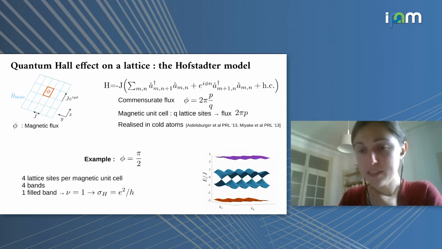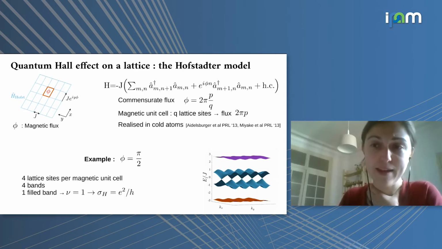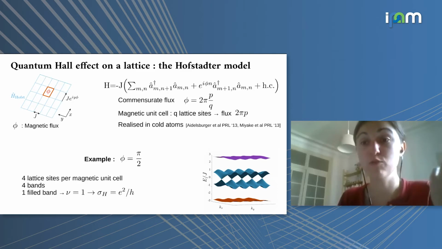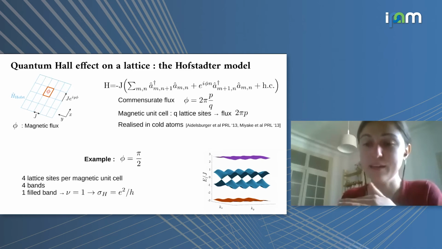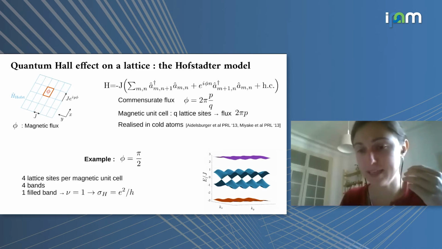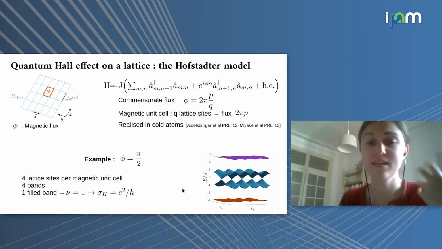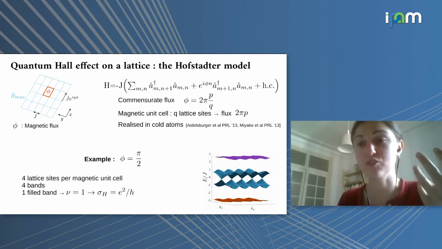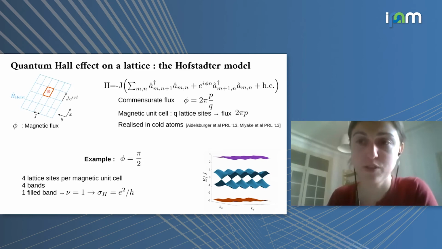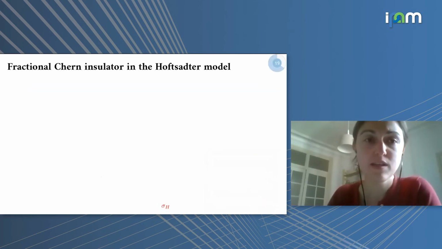And if I'm focusing on the lowest band, which is the red band in this plot, this band has a Chern number equal to 1, meaning that if I had a fermionic model and I filled it up with a filling 1, meaning I completely fill up the lowest band, then I would have a Hall conductivity equal to e squared over h, an integer Hall conductivity. So that's it for the non-interacting part of the model.